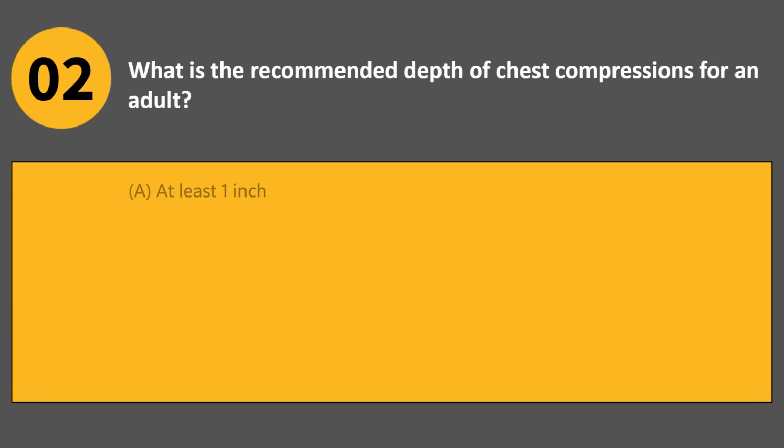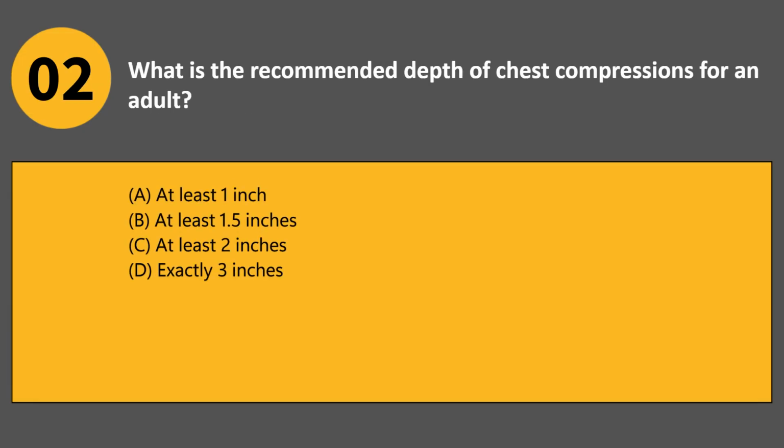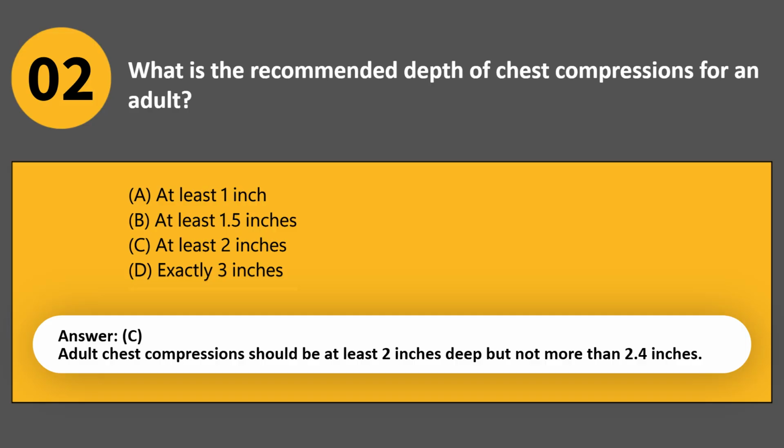What is the recommended depth of chest compressions for an adult? A. At least 1 inch. B. At least 1.5 inches. C. At least 2 inches. D. Exactly 3 inches. Answer C. Adult chest compressions should be at least 2 inches deep but not more than 2.4 inches.